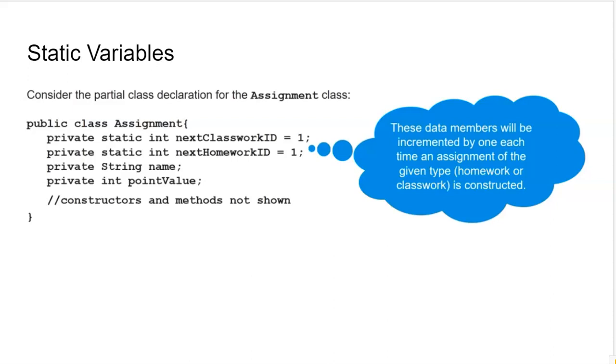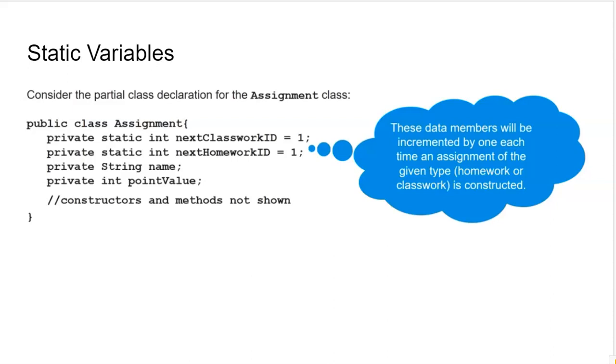So that means every single new classwork assignment I make would be like classwork 1. Then the next one would be classwork 2, then classwork 3, then classwork 4. And so this static variable is going to change as more objects are created. Once it's updated, it's updated for the entire class. It's not just updated for the specific object of a class.